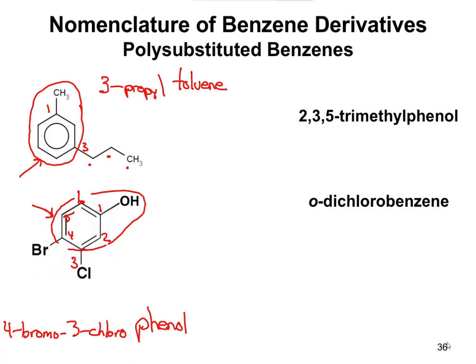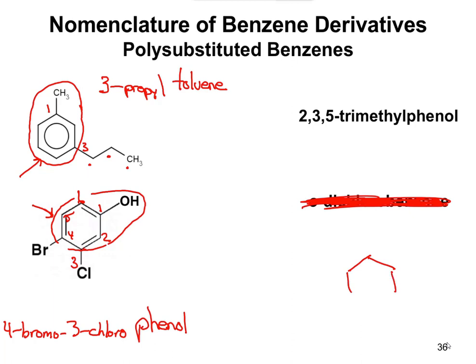2,3,5-trimethylphenol. So, let's not even worry about this one because this is different nomenclature than what we're going to use now. 2,3,5-trimethylphenol. The first thing we have to do is draw a phenol group.